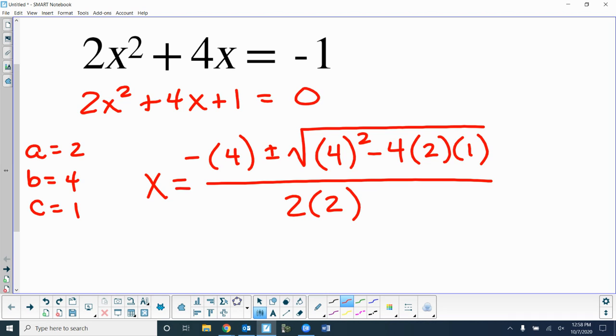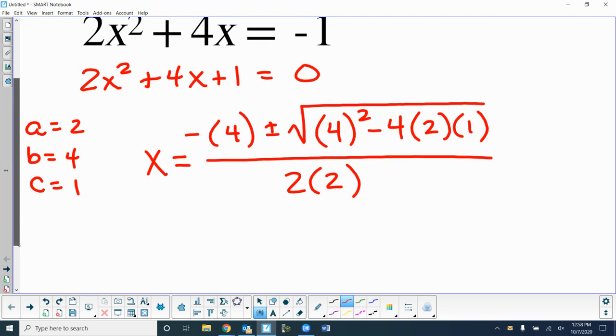Okay? Some of you, when I was looking at your submissions, were trying to do factoring and stuff. Okay? We will do factoring. We will do completing the square. We will do the square root method, but this method is the quadratic formula. You have to be able to do all 4 methods on Friday's quiz, okay?